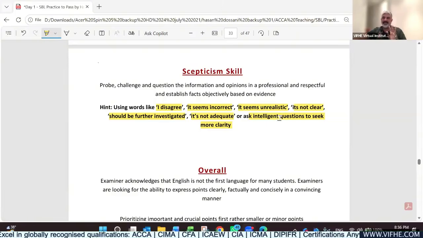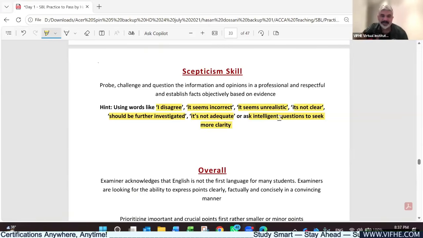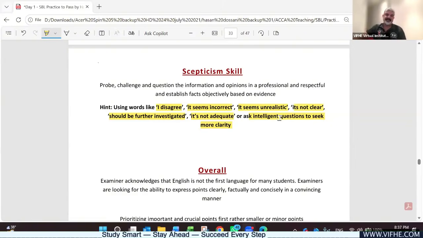All right. Now, another question. Supposing you are supposed to write 10 points as per marks, and the requirement says demonstrate skepticism skill. So, in how many points should you demonstrate skepticism? In all the points or few of the points?